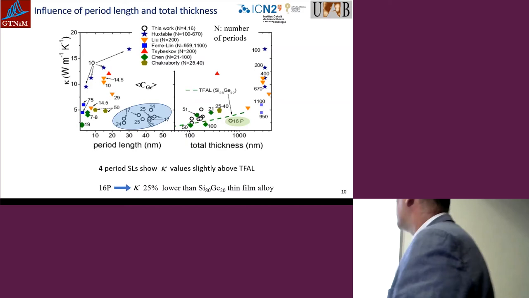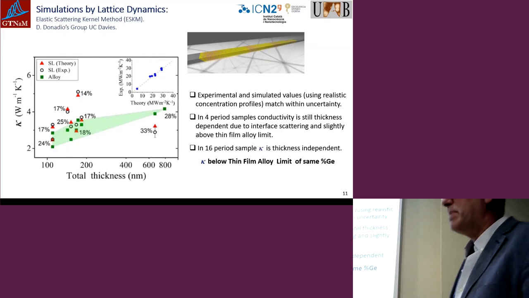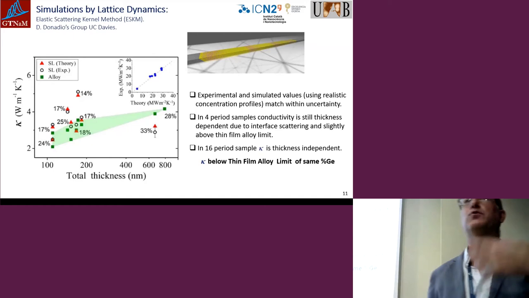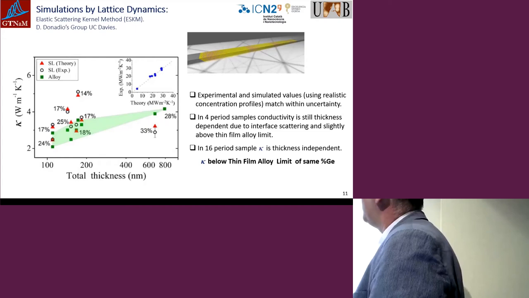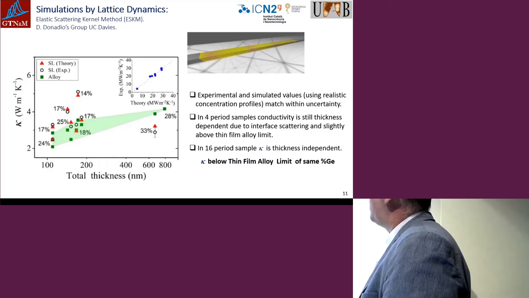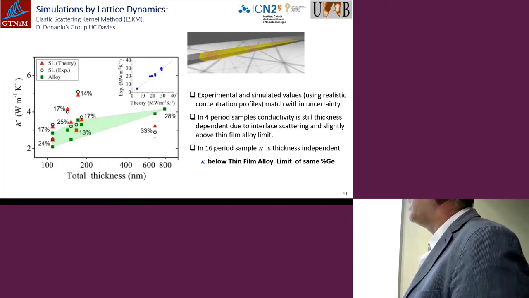So for that, we did a simulation by lattice dynamics. This was done by Davide Donadio at UC Davis and by Sundar Chen, one of his students. Basically, what they did is replicate exactly the compositional gradients that we have in our system, by building the exact compositional profiles that we have in our samples. And here we have now the thermal conductivity as a function of thickness. The red triangles are the theory, the circle is our experiment, and the green square is the thin film alloy, and we always compare the three. You see that in all cases, the thin film alloy is slightly below what we measure and what is predicted by these lattice dynamics simulations.